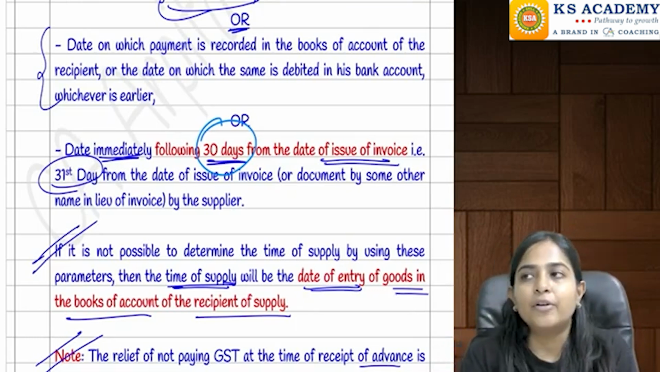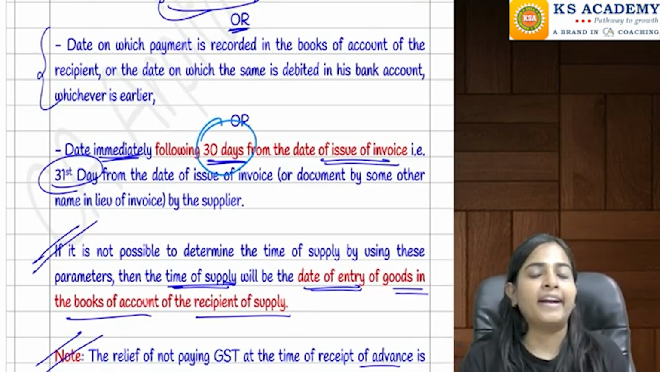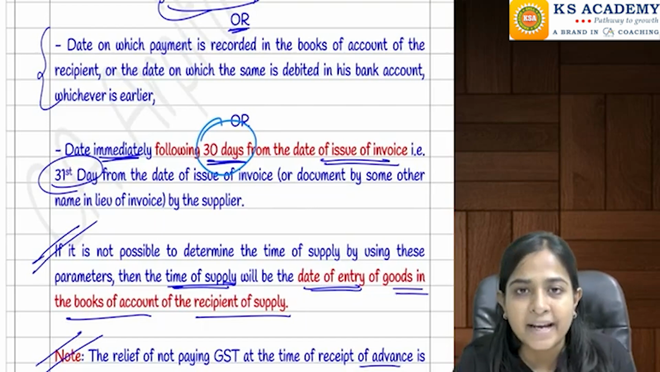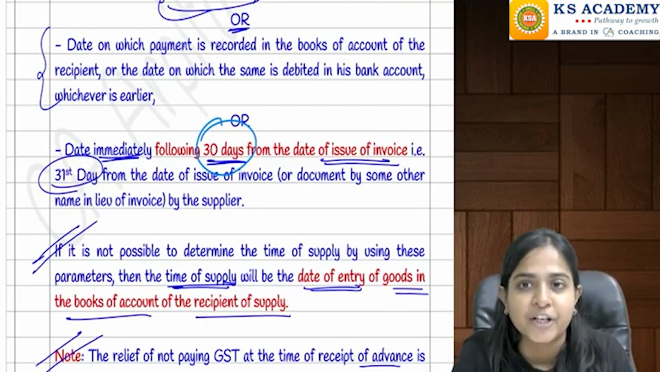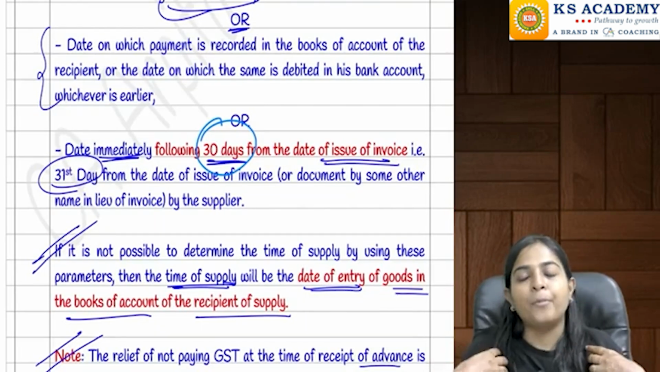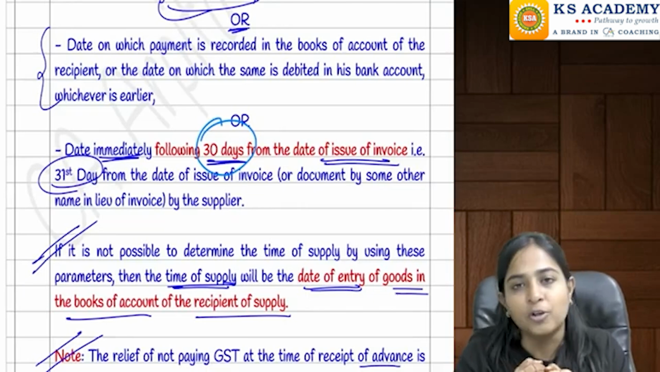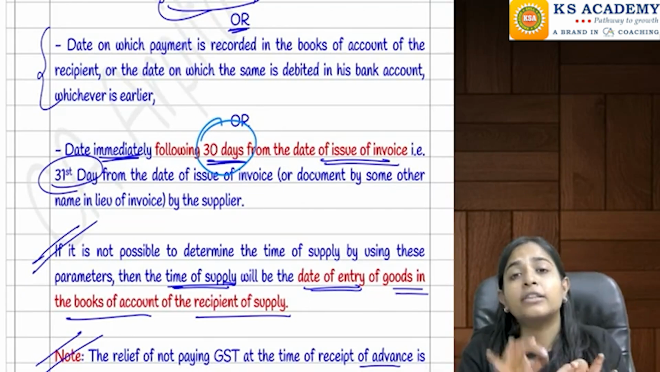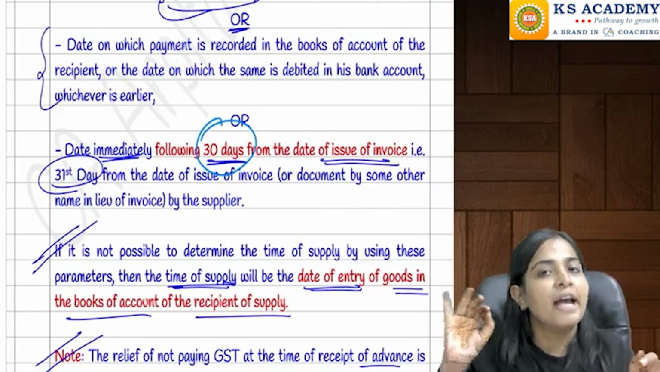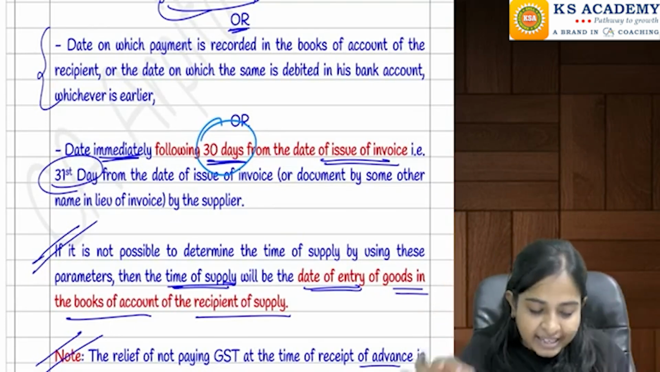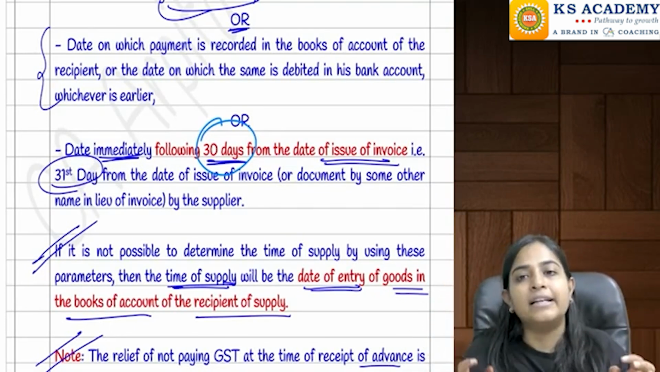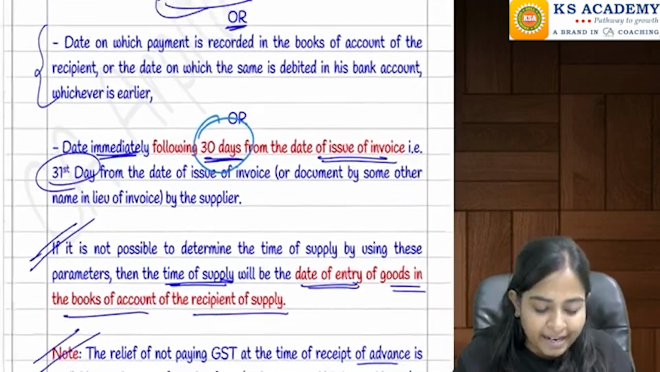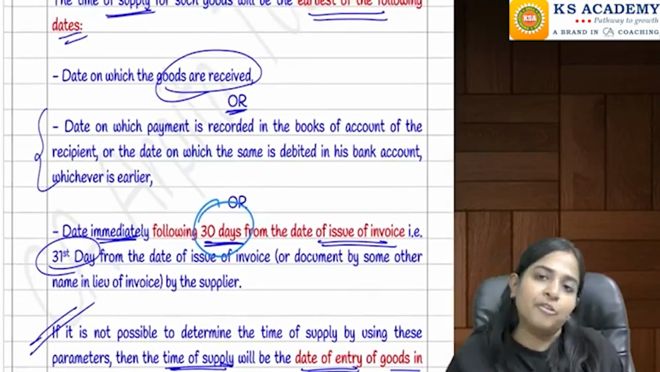Okay, everyone here. Don't look at the book. Try to recollect, try to remember. In case of time of supply, in case of goods, in case of reverse charge, from the recipient point of view: the date that person is receiving the goods, or the date of making the payment, or the 31st day from the issue of invoice. Out of these three dates, whichever is earlier, this will become the time of supply in the case of goods under reverse charge.